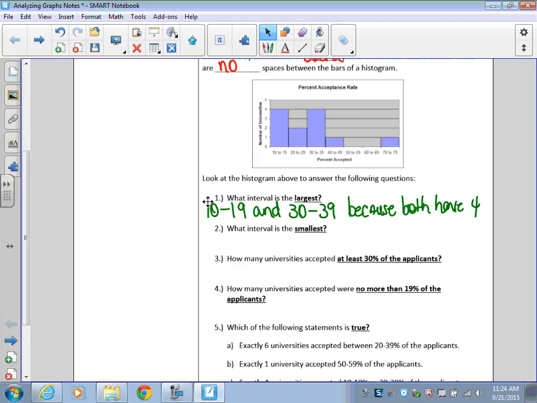Question number 2. What interval is the smallest? It's going to be 50 through 59 and 60 through 69. Because if you look on your graph, there are no blue bars, so that means both of them have 0.